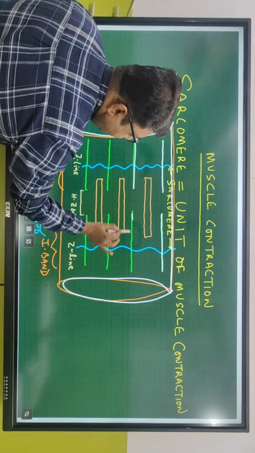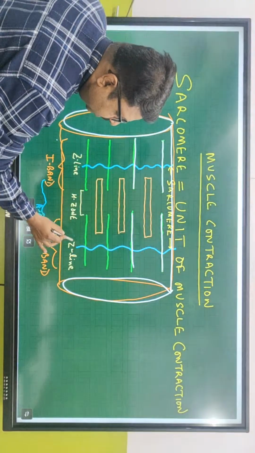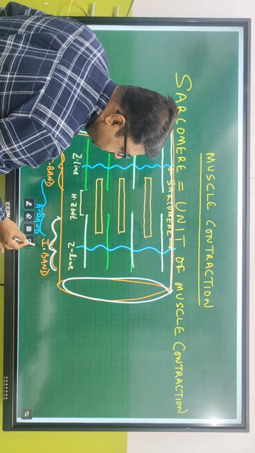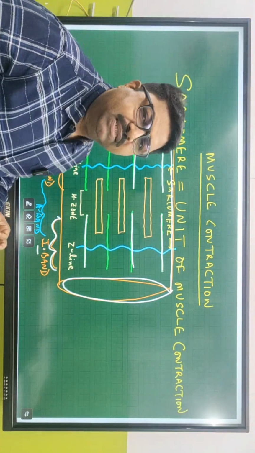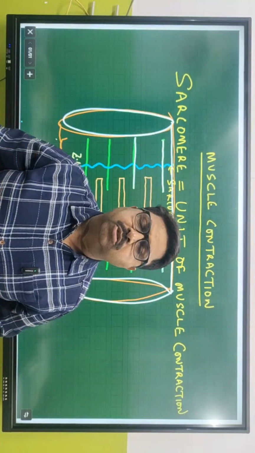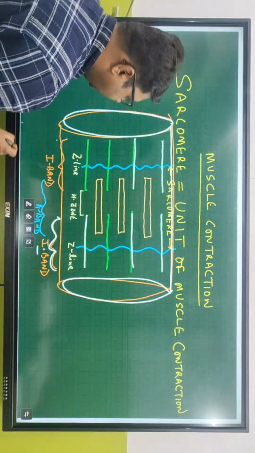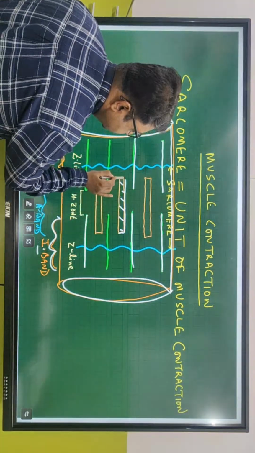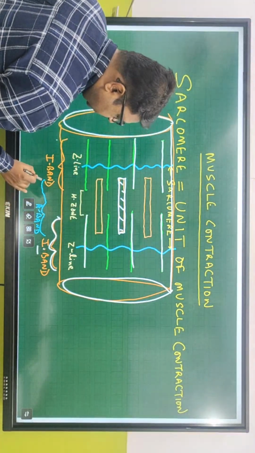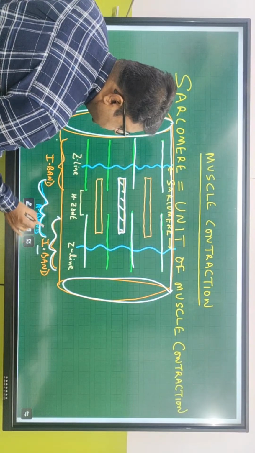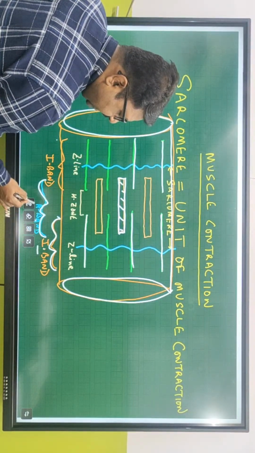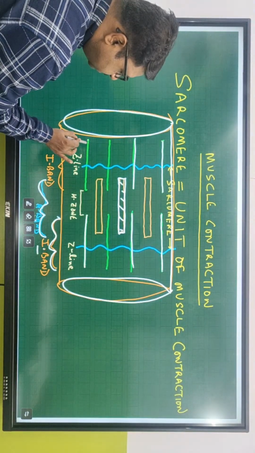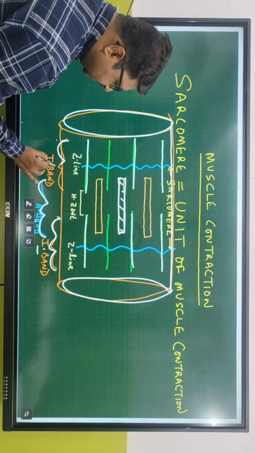The portion where the thin filament is present, we call it the I band. I stands for isotropic, so isotropic band. And the place where the thick filament, that is the myosin filament, is present, this particular part is called the A band. A stands for anisotropic band. This portion again is actin, so actin is the I band.